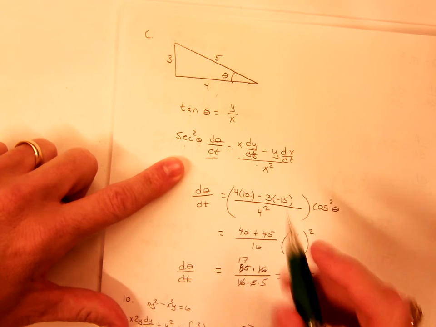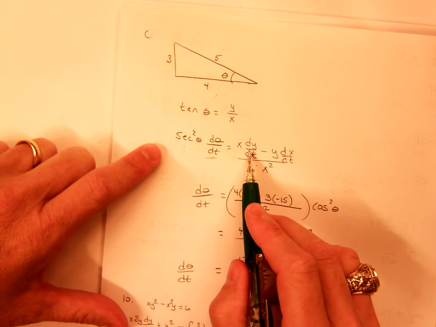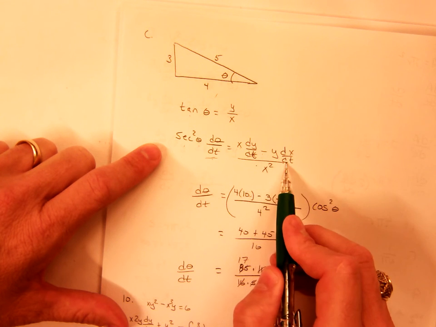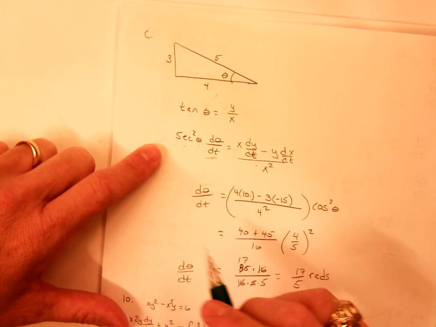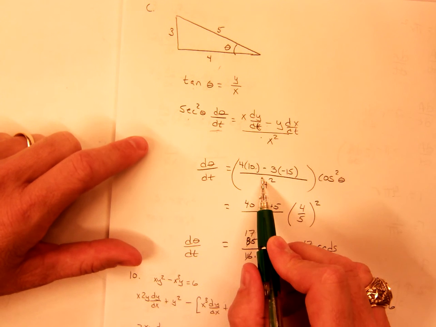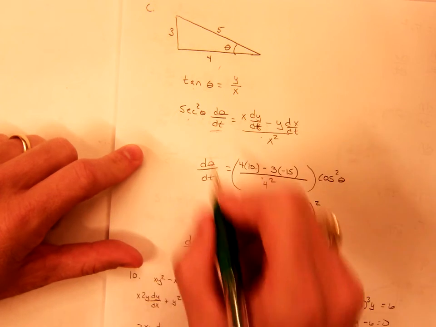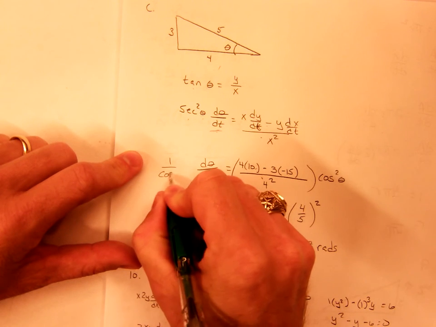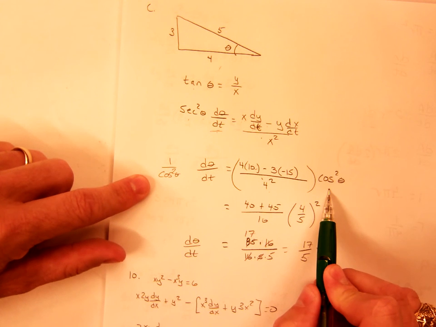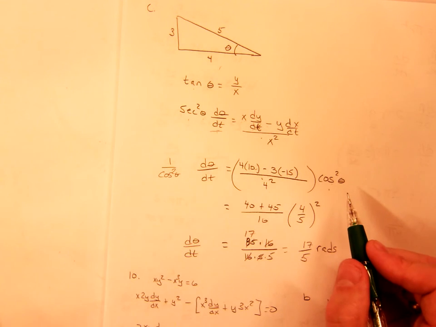Then I do the quotient rule: x low d high minus high d low, so x times dy/dt minus y times dx/dt over x squared. Plug in what I know. And what I know is all of this stuff, and then I know that secant squared is 1 over cosine squared theta, so I'm going to multiply both sides by cosine squared theta, and I end up with this over here.